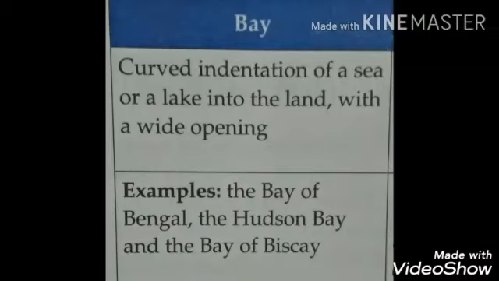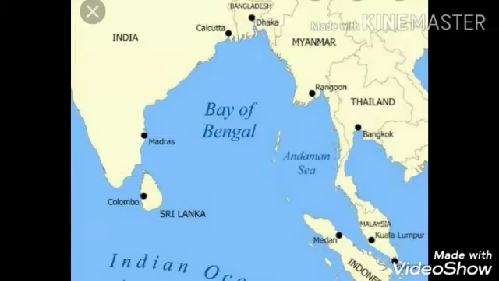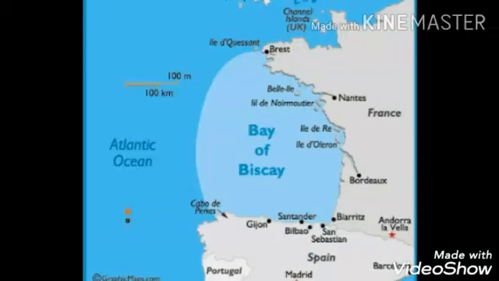The examples of bays are the Bay of Bengal, the Hudson Bay, and the Bay of Biscay. When you look at all these bays, you can easily observe the round shape on the land formed by a sea or a lake.